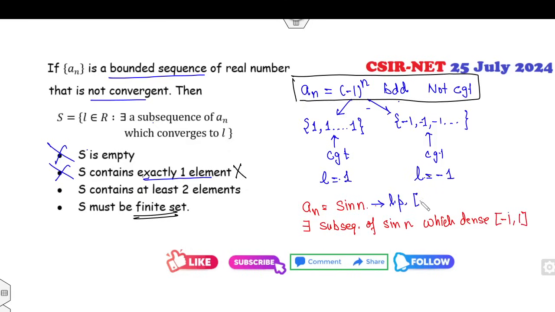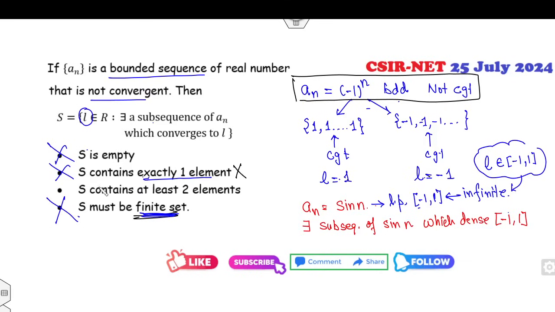These are the limit points, and how many limit points are there? Infinitely many limit points. But the option said finite. So what is the L? L is any number which lies between -1 to 1, and there are infinitely many of them. So that's cancelled. The only option left is C, which is my right answer.